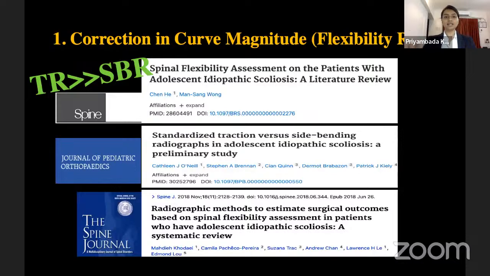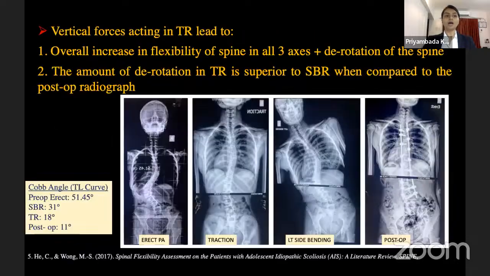Coming to the first attribute, that is the correction in curve magnitude, also known as the flexibility rate, a number of studies have already established the superiority of traction radiographs as compared to side bending radiographs to assess the flexibility rate and comment on the post-operative outcome. Vertical forces acting on the traction X-rays cause an overall increase in the flexibility of the spine in all 3 axes and lead to derotation of the spine. And the amount of derotation in these X-rays is superior to bending X-rays when compared to the post-op X-rays, as you can see in this case example published in one of the literature studies, where the traction X-ray outcome is far more similar to the post-op X-ray as compared to the side bending X-ray.